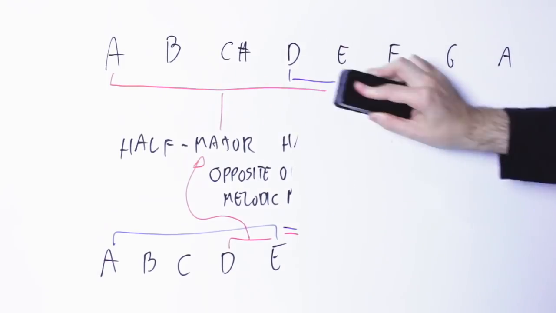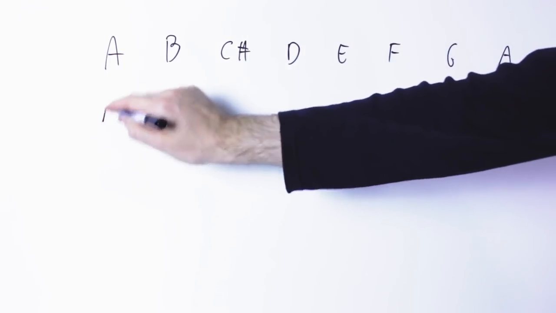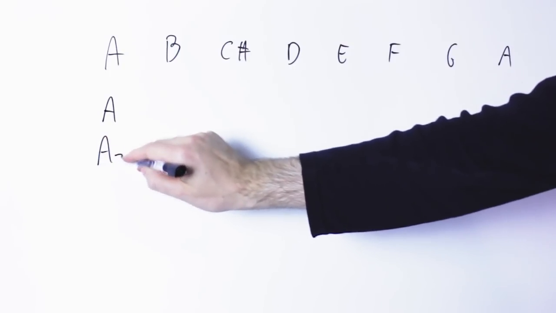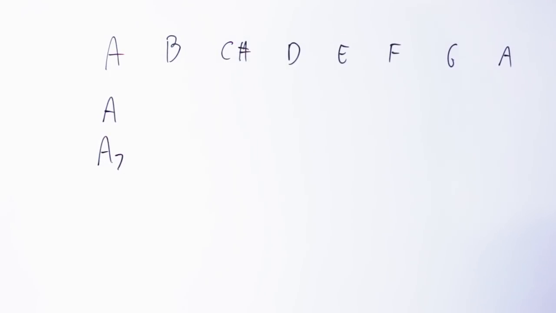Now, as usual, the best way to really understand the sound of a scale is not to play it as a scale, but to play instead the chords in that scale. So let's harmonize the scale, meaning let's find the chords in it. On the first note A, I can have either an A major triad, A, C sharp, E, or an A seventh chord, A, C sharp, E, G.